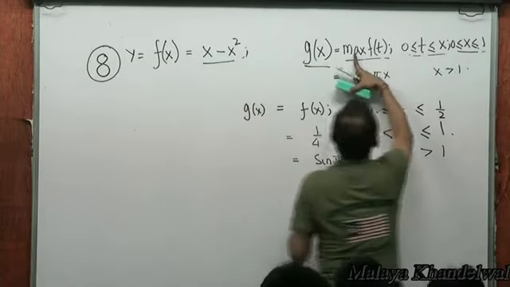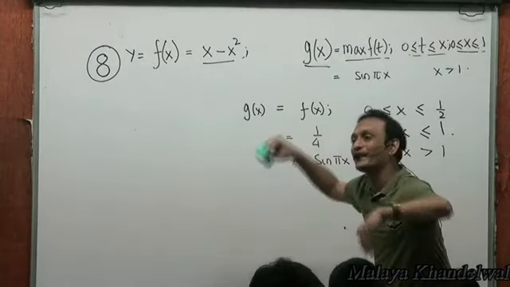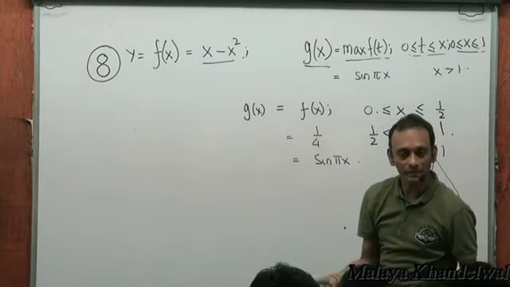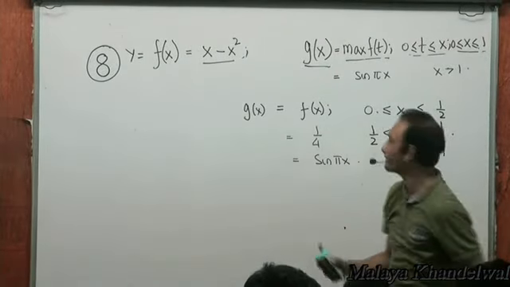See, if it was not max and it was min, then you select the smallest f_t of all the f_t's generated. Sometimes it will be max, sometimes it will be min, right? But the idea is the same.